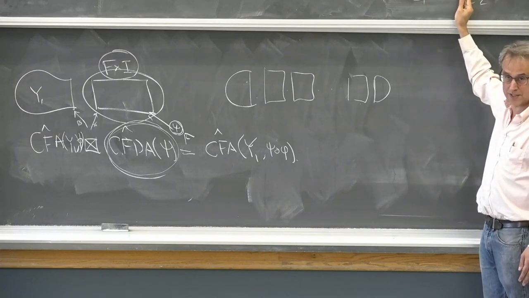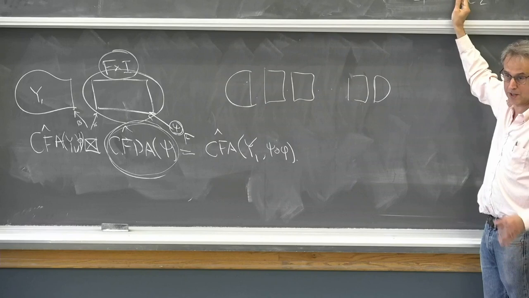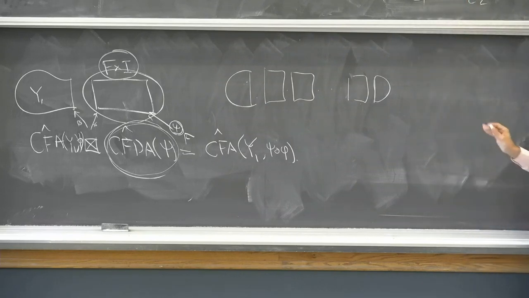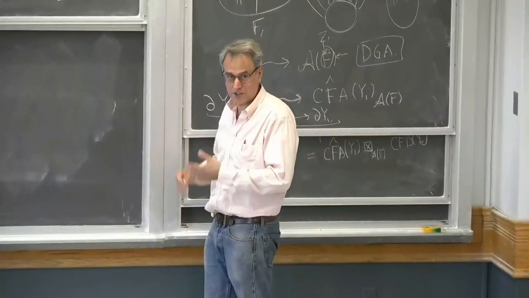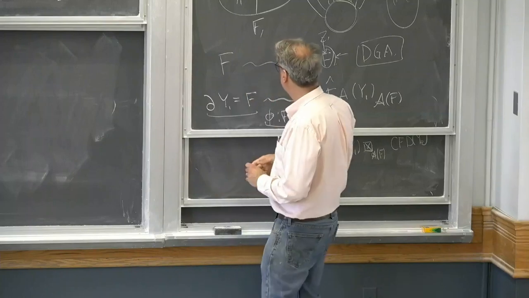There's a bimodule that goes from here to there. And tensoring with that bimodule gives you an equivalence of categories. So this is a kind of funny way in which this is an invariant. Okay.